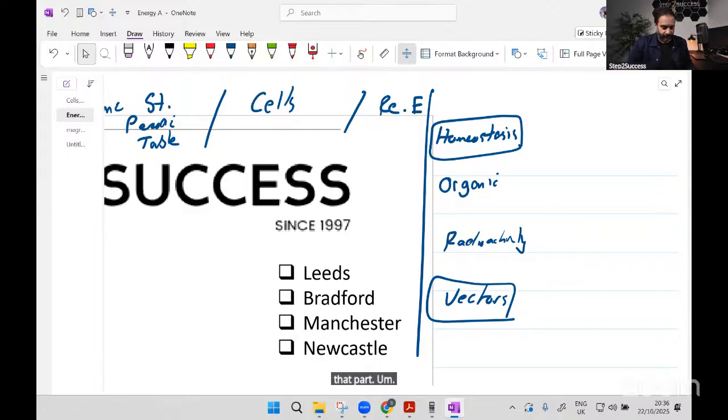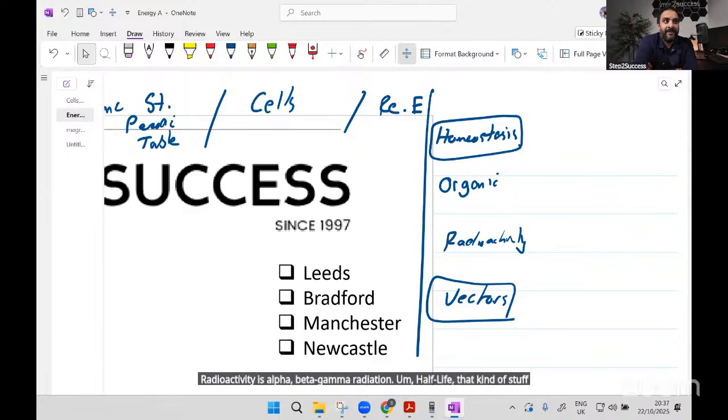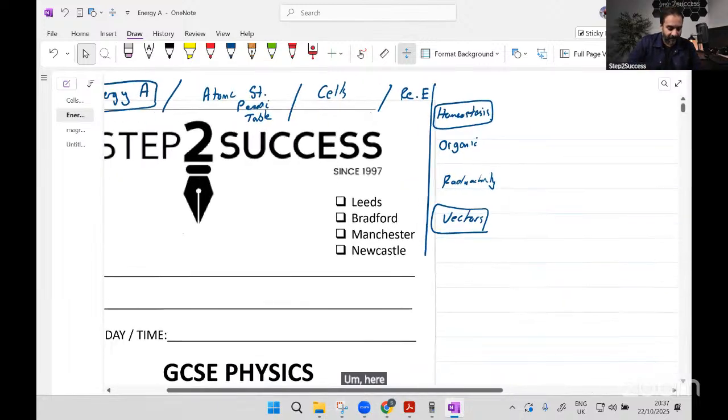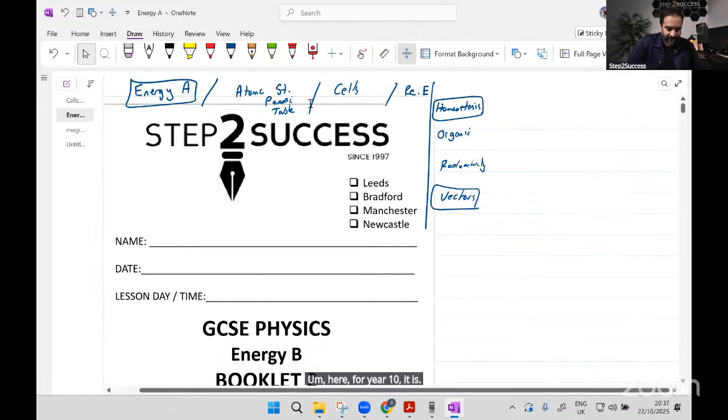Organic chemistry, alkanes and alkenes, fractional distillation of crude oil. Radioactivity is alpha, beta, gamma radiation. Half-life, that kind of stuff, and vectors and maths is what you did. So it's basically what we did in the first month here. For year 10, it is energy, atomic structure, cells, and rearranging equations in maths.